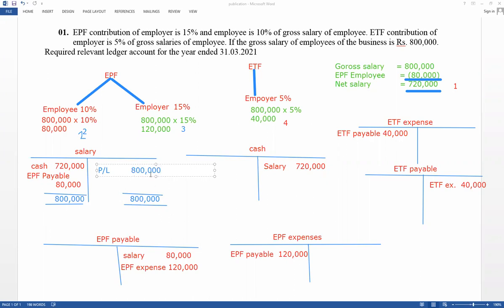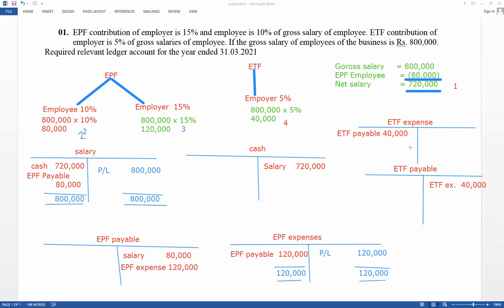Any organization, it may be sole proprietorship, partnership, company, any organization. As well as EPF expense also the same way. Think about the EPF expense account. EPF expense account value equal 120,000 also should be included in the income statement. Difference value as a profit and loss. Difference value also equal 120,000. It should be considered as expense under administration expense in any organization.